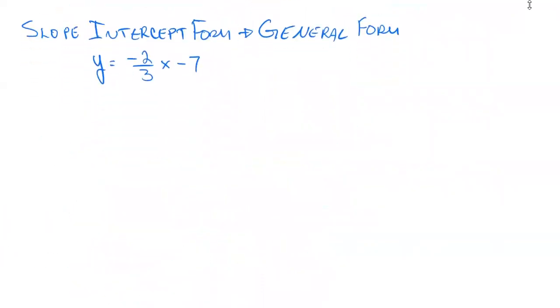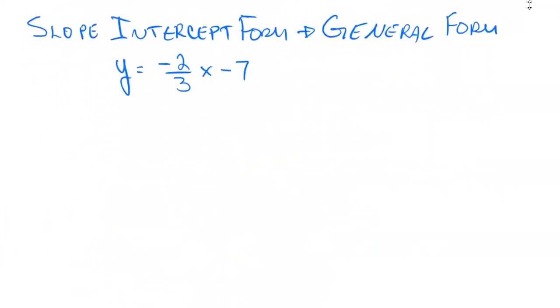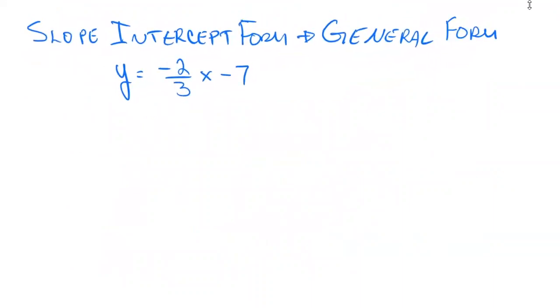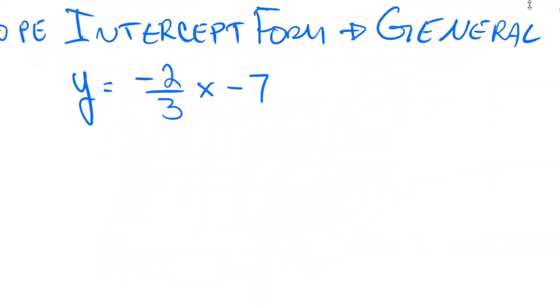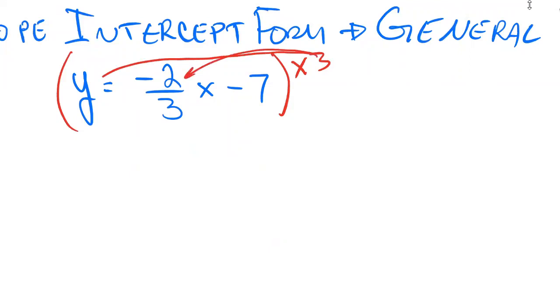Okay? Now back to slope-intercept form, to general form. So again, similarly, the first step is we need to get rid of that fraction. So we see that the denominator is a 3. I'm going to multiply the entire equation by 3. And what that's going to do is that's going to allow me to reduce my fraction to a whole number. Okay, so when I multiply this, I'm going to go 3 times y. I'm going to go 3 times -2/3, and I'm going to go 3 times -7.